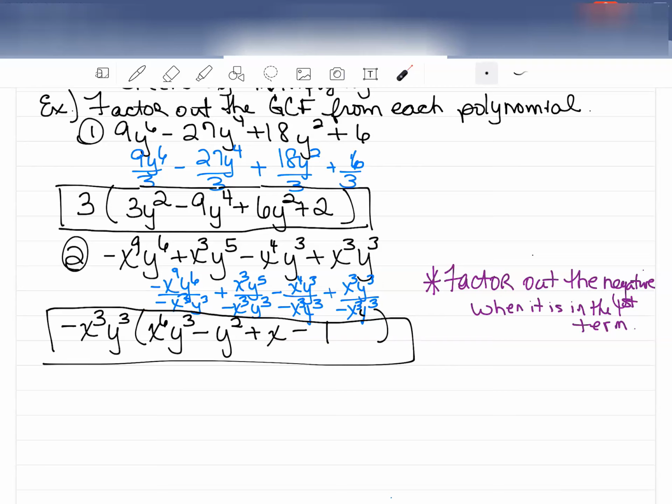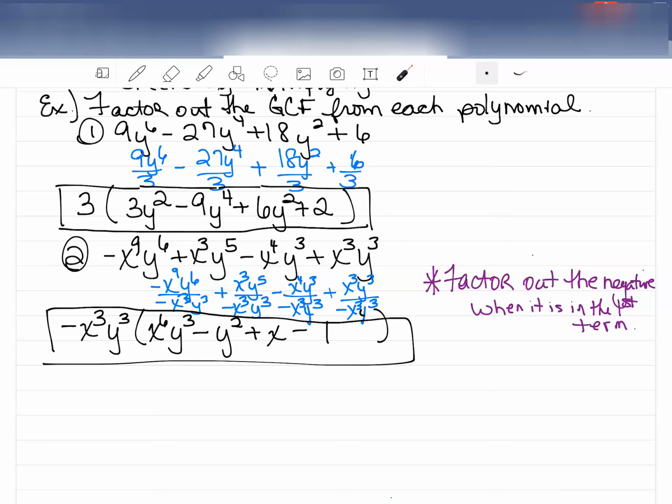If we look back at number 1 in terms of the numbers, if I have 3 that I'm pulling out, and remember when I'm pulling it out with division, if it's a plain old number, that means I'm just dividing. So 3 goes into the 9 the 3 times. 3 goes into the 27 the 9 times. 3 goes into the 18 the 6. 3 into the 6 the 2. So that's the goal, to be able to see that without writing the blue. In the meantime, you write the blue if you have to write the blue.